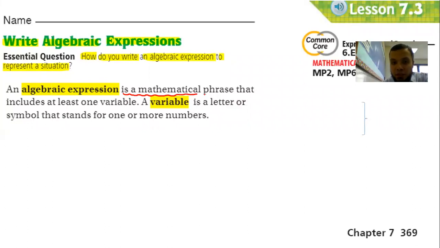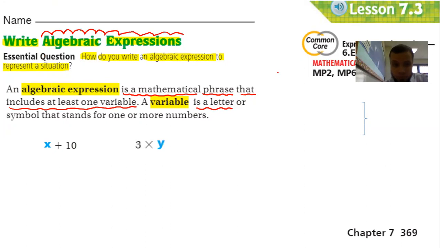It is a mathematical phrase. Any mathematical phrase contains numbers and operation symbols. So it is a mathematical phrase that includes at least one variable. What is the meaning of variable? A variable is a letter. For example, x plus 10. This is an algebraic expression.